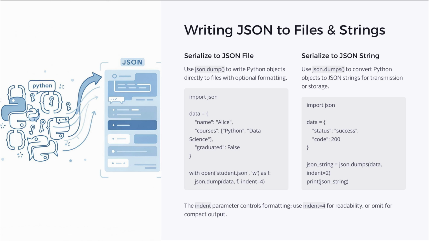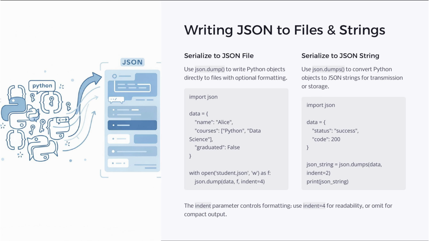To write JSON data to files, use json.dump for direct serialization with optional formatting. For instance, serialize a dictionary to student.json with indent=4 for readability. Alternatively, json.dumps converts Python objects to JSON strings, ideal for transmission or storage.